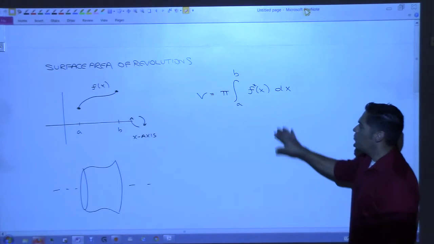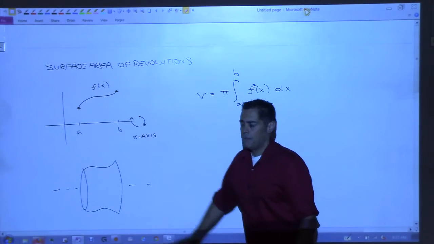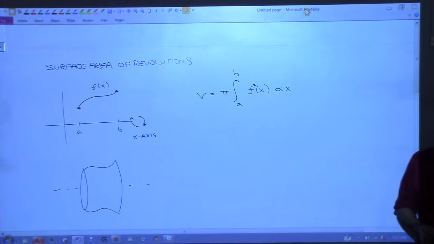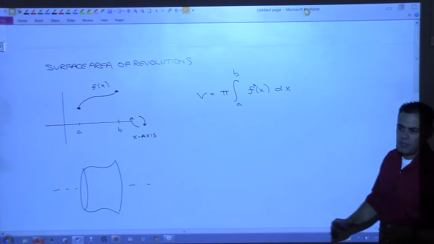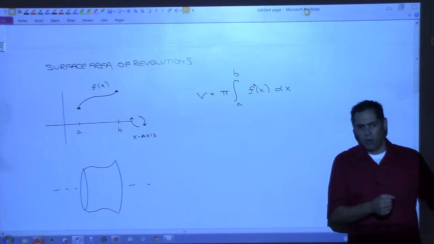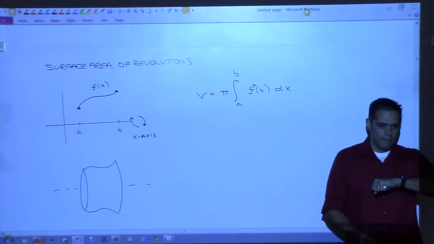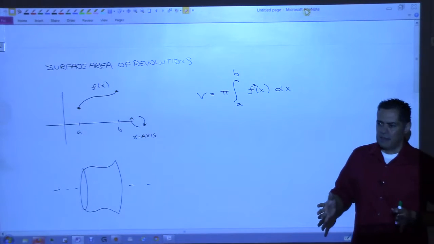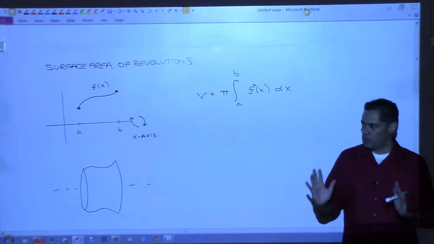So we know we could calculate the volume of that. But now what we want to know is the surface area. And when I say surface area, I'm talking about a different type of measurement, right? Volume is like if you have a bucket, volume is how much water you can pour into it. Surface area is like the amount of paint that you would need to paint the surface of it.